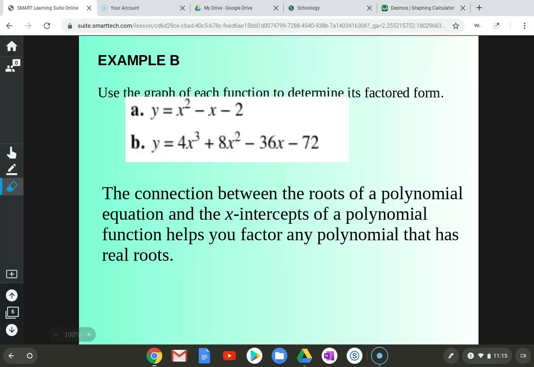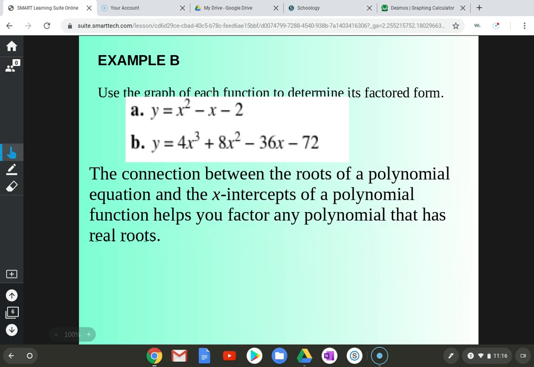So going back to our document, I'm going to move this up, give myself some space. So for A, we have y equals (x plus 1)(x minus 2).